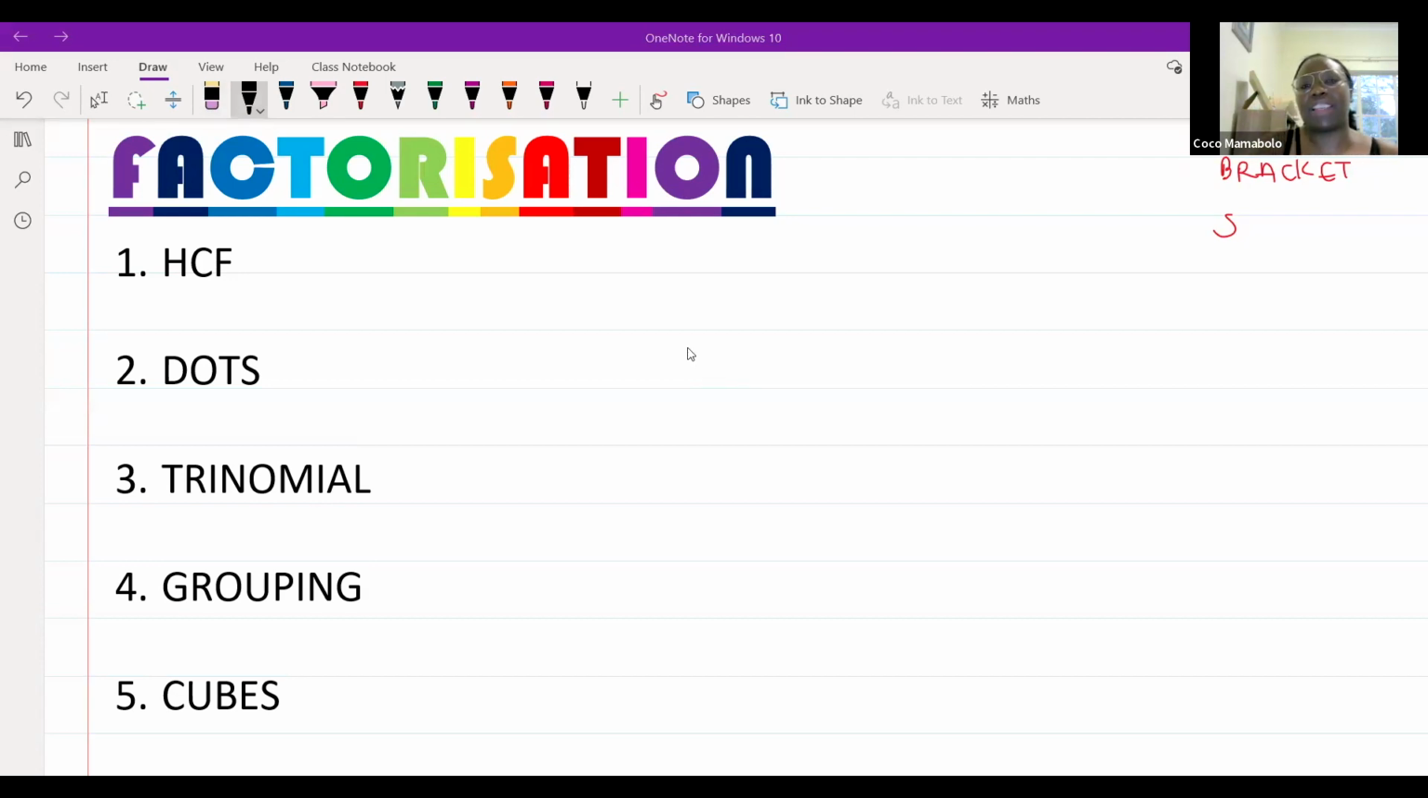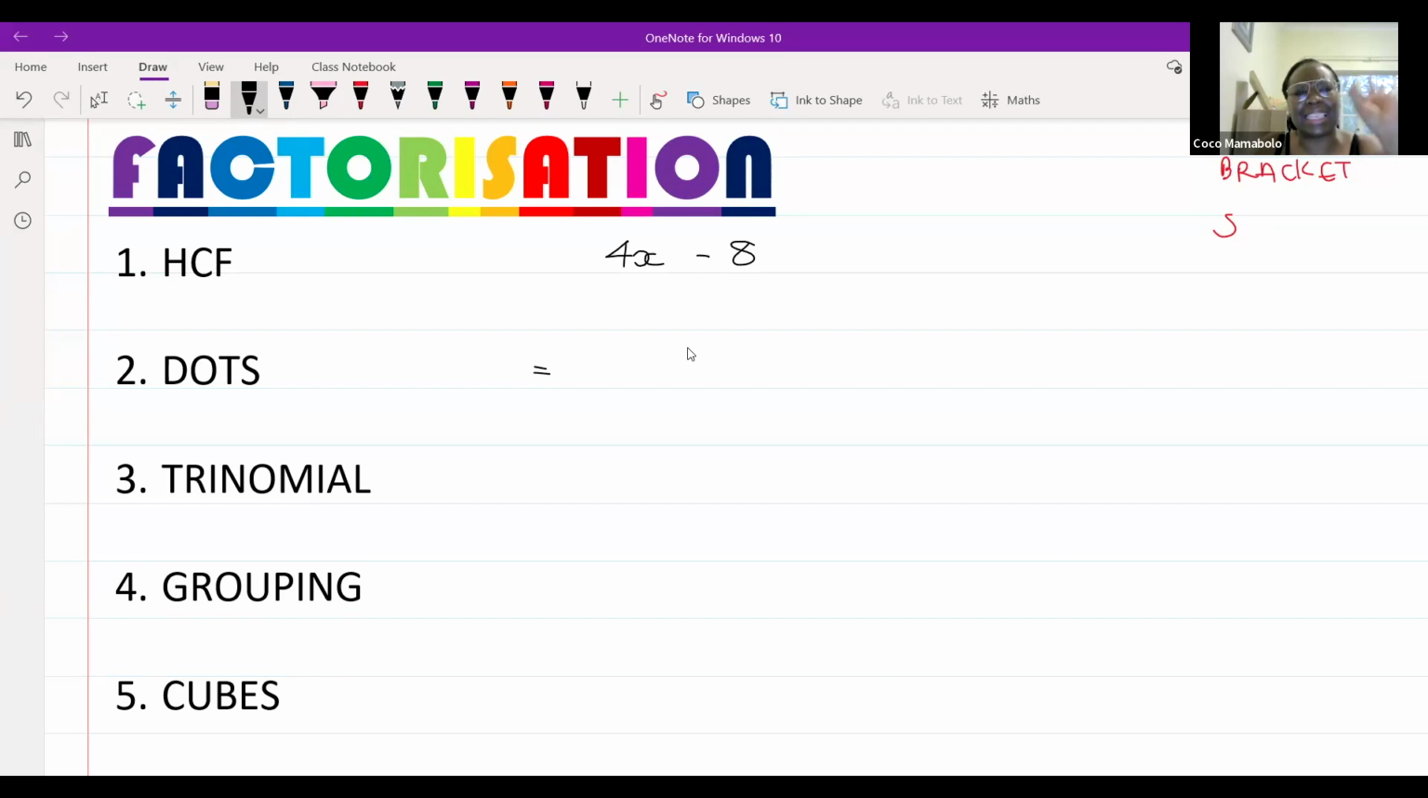All right, if I say to you guys, I've got 4x minus 8, I know I've got two terms, and they do have an HCF. They have a highest common factor. Let's think of the number that can go both into 4x and into 8. What is that number going to be?